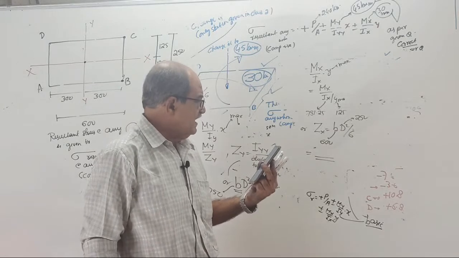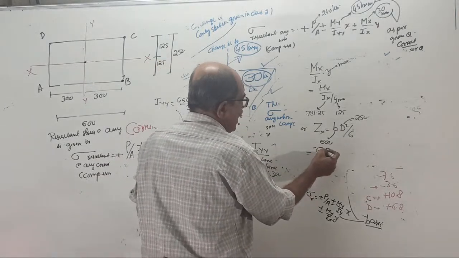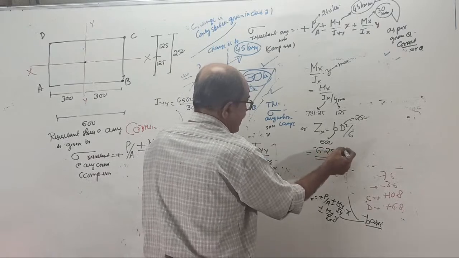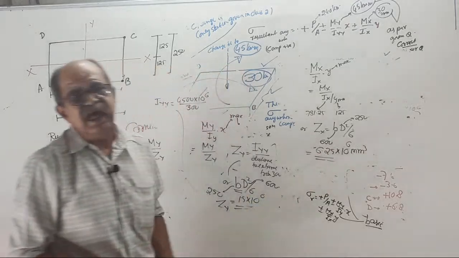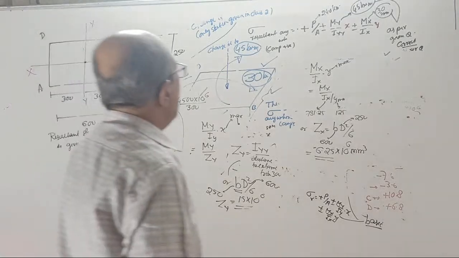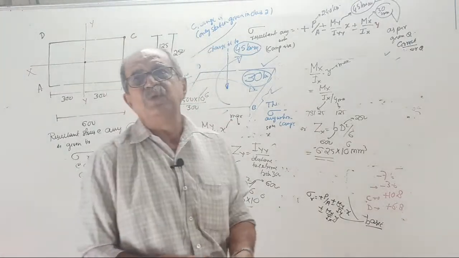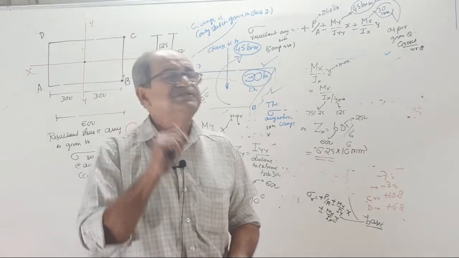Directly 600, 6.25 times 10 to the power 6 millimeter cube. This is what I had done last time. Last time this was explained. Last time, where Mx comes, we substituted My value, and where My comes, we substitute Mx value, as per the revised question.